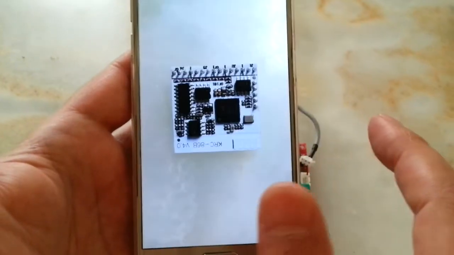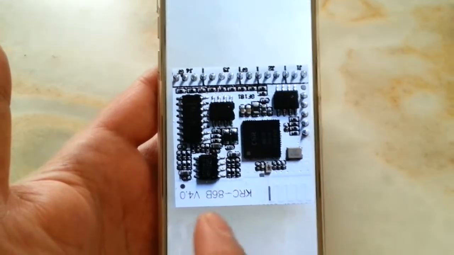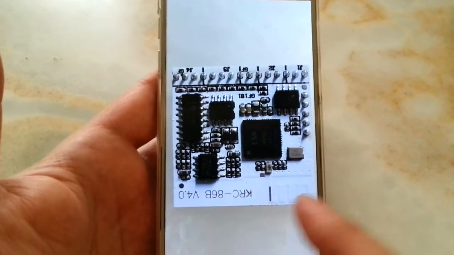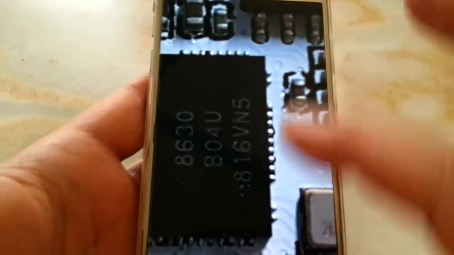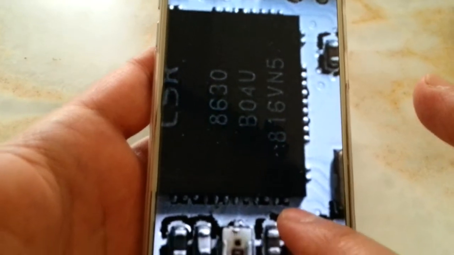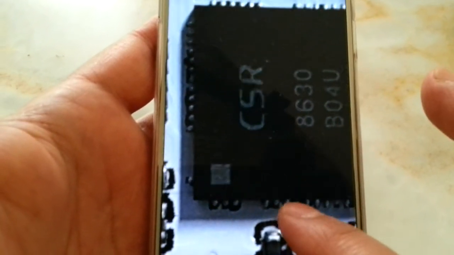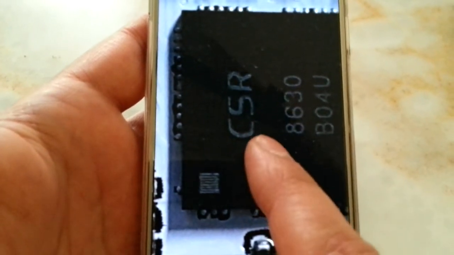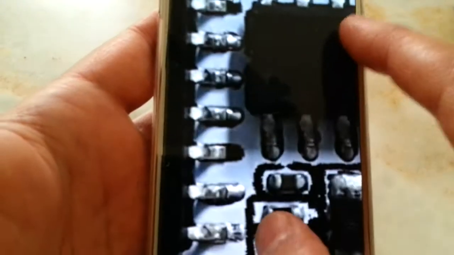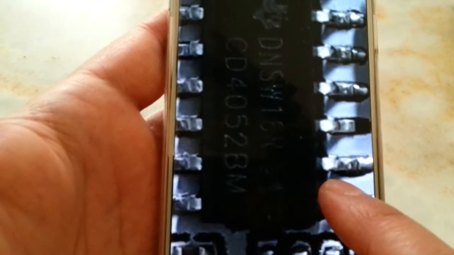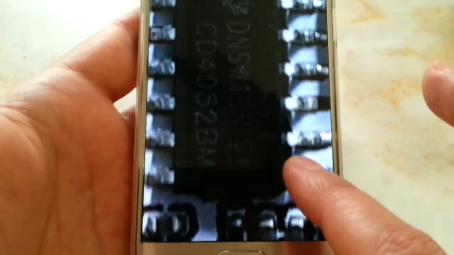And then the next image is the Bluetooth that I don't know if you can see the chip number. Let me see. Yes, we can. CSR Bluetooth 4 version, and the rest, I hope you can see them.